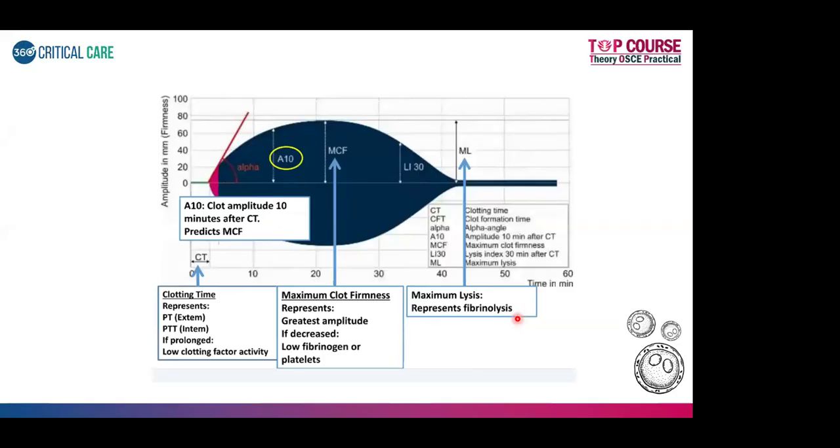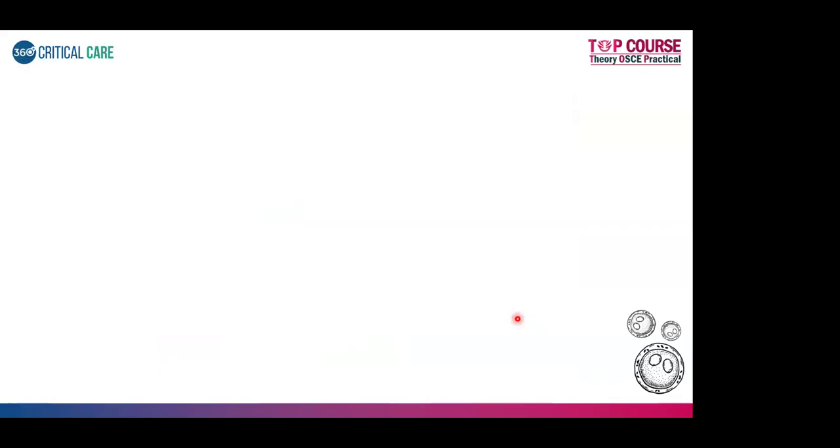Okay, so if nothing is to be asked, this is what you guys have to remember. Clotting time usually tells you about PT, APTT, and the clotting factors. Maximum clot firmness is initially about fibrinogen, then about platelets. Lysis is Lysis 30. That's quite simple.